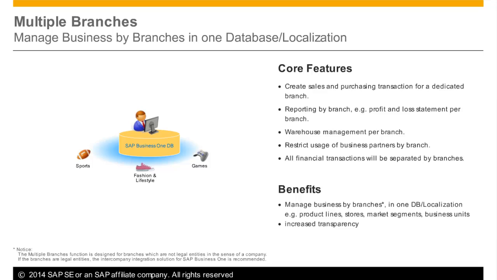Managing by branches means that all transactions have to be created for a dedicated branch. This ensures that one can always track and analyze all business activities by branches via reporting. The concept behind multiple branches also include a strict assignment of warehouses to branches. This makes sure that all postings are consistent within the branches. Further, branch assignment can be done for business partners to restrict the usage of a business partner in transactions. Small businesses can benefit from multiple branches because they will master complexities of having separate business units.